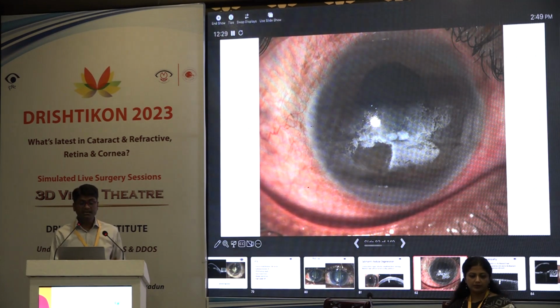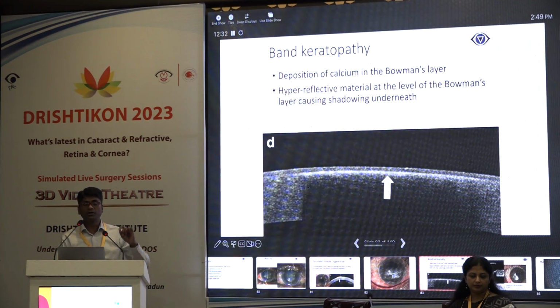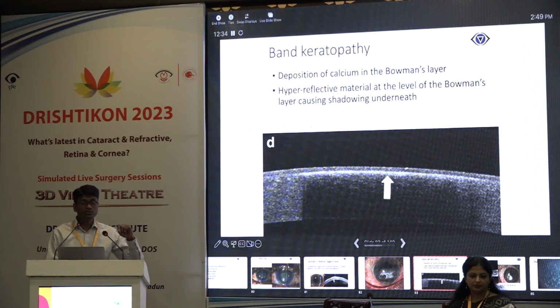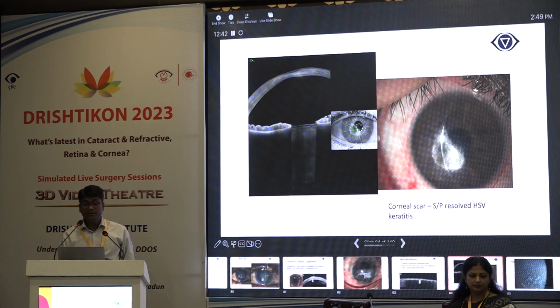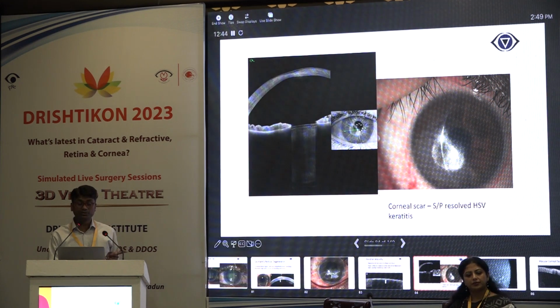And in BSK, the OCTA or the Fourier domain OCT is not helpful because it stops. The light cannot go beyond these deposits. These are calcium deposits in the Bowman layer. So here the Anterion, or these swept source OCT, is very helpful, because even with this dense scar, you can see how's the iris, how's the lens, everything you can see with that.